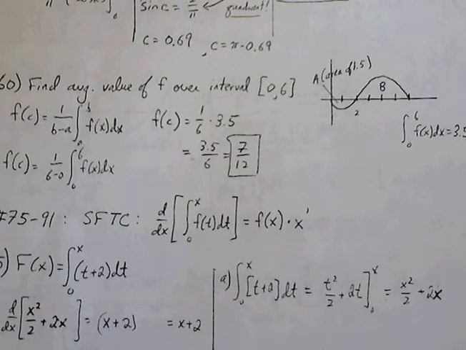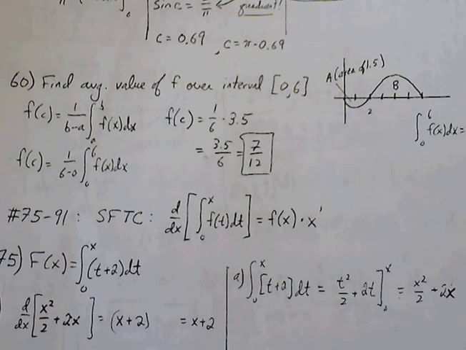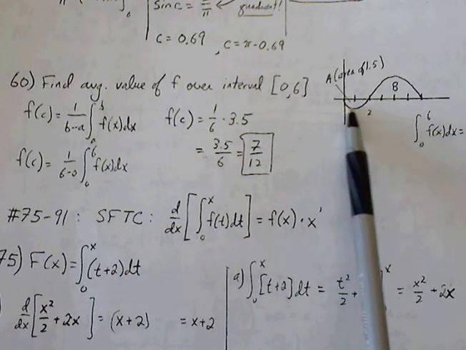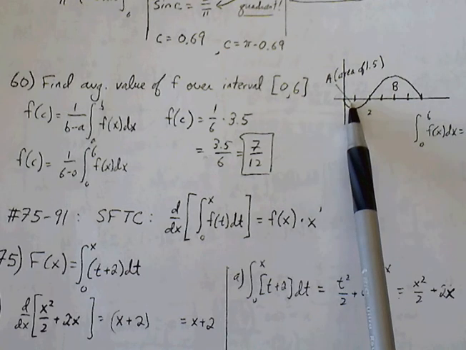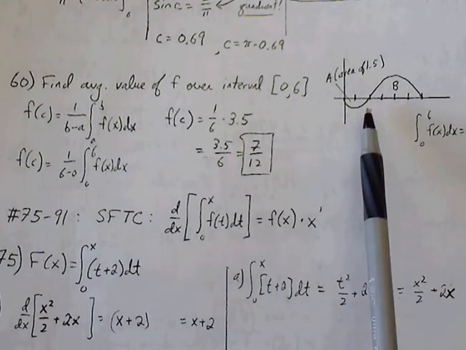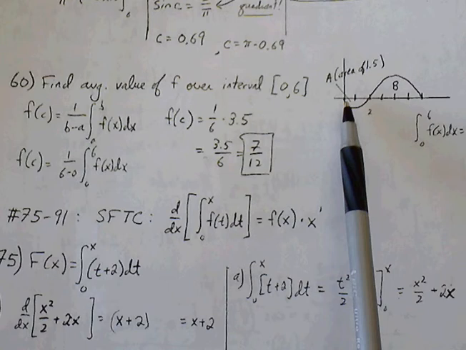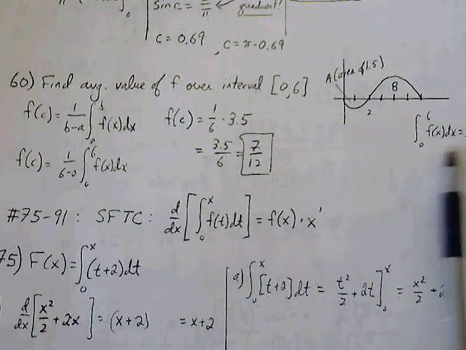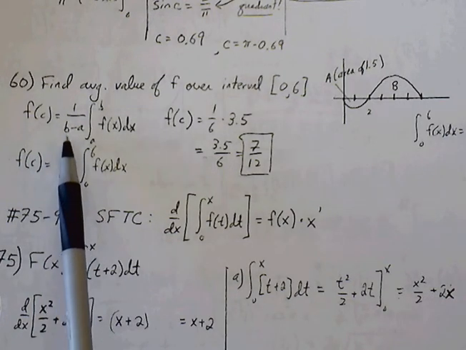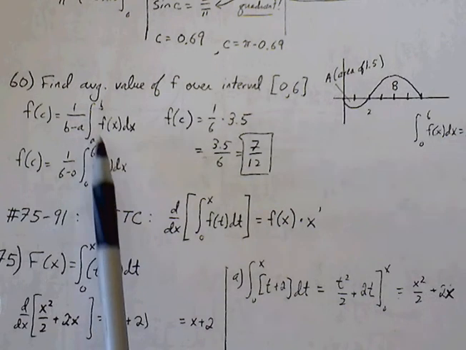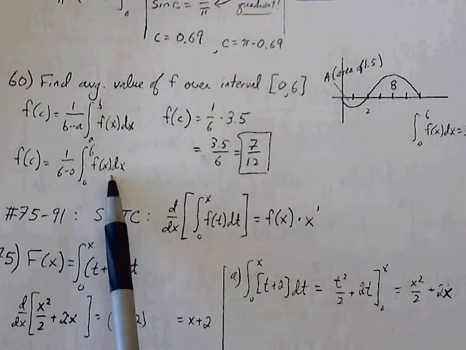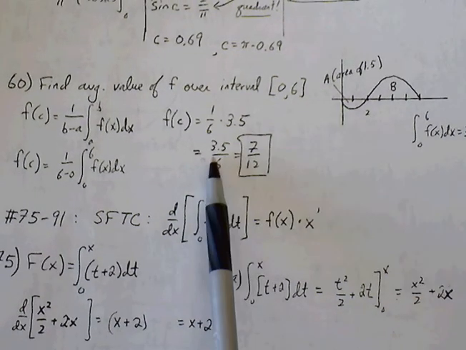Okay, number 60, find the average value of our function over the interval from 0 to 6. So here we have an area that is 1.5. We have this area, which is b. Well, we know the definite integral from 0 to 6 is going to be 3.5. So we want to find f of c. So f of c is simply 1 over b minus a, definite integral from a to b of f of x dx. So we just plug this information in, 1/6. We know the definite integral from 0 to 6 is going to be 3.5, so the average height is simply going to be 3.5 over 6, or 7/12.